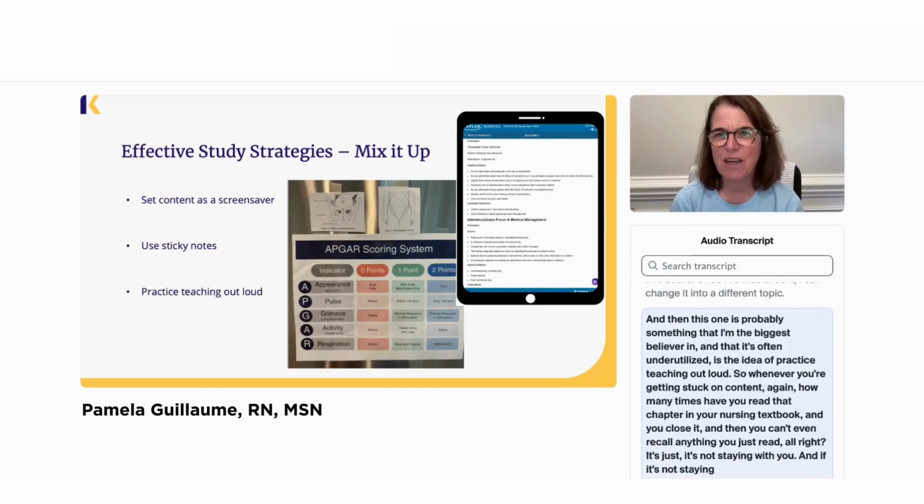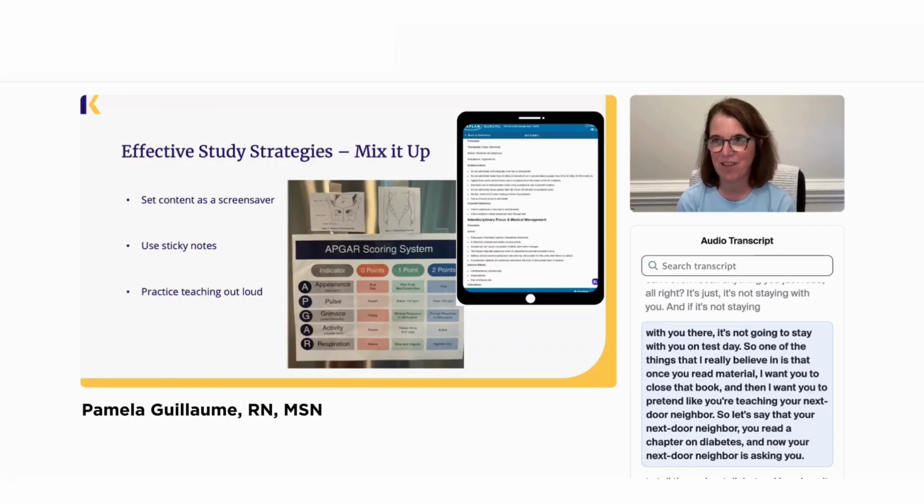And then this one is probably something that I'm the biggest believer in, and it's often underutilized, and that is the idea of practice teaching out loud. So whenever you're getting stuck on content, again, how many times have you read that chapter in your nursing textbook and you close it and then you can't even recall anything you just read? All right. It's not staying with you. And if it's not staying with you there, it's not going to stay with you on test day.